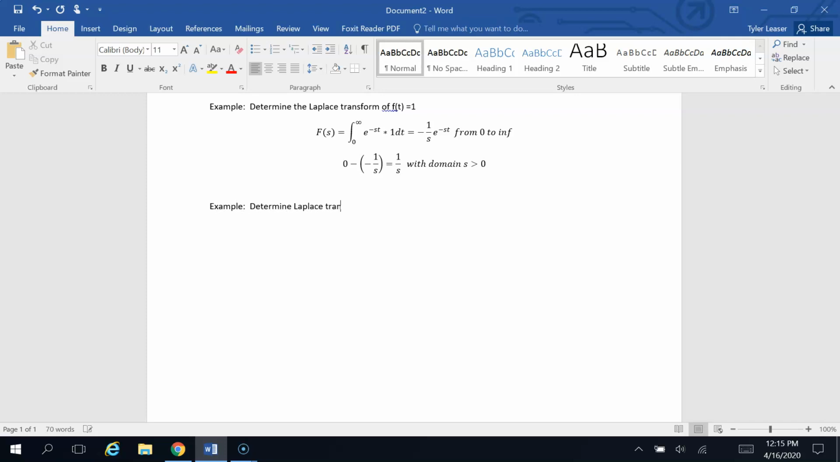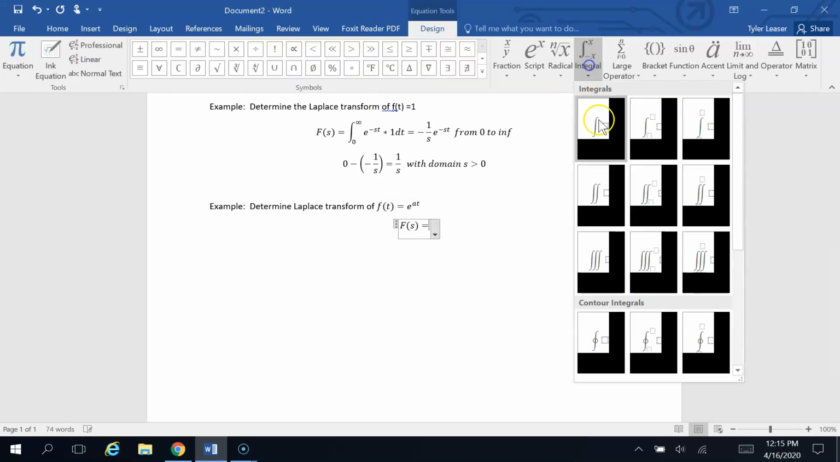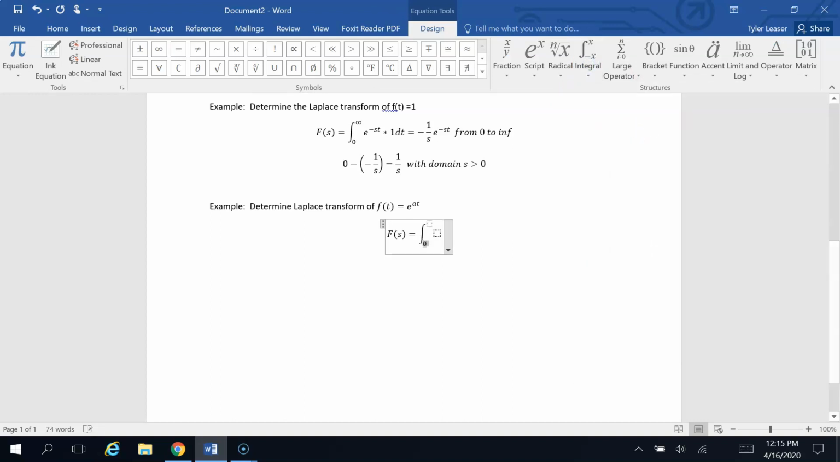Determine the Laplace transform of the function f of t is equal to e to the at, where a can just be any constant. It doesn't matter what it is. So same thing as before, right? F of s is going to be my integral, going from 0 to infinity of e to the negative st times e to the at dt.